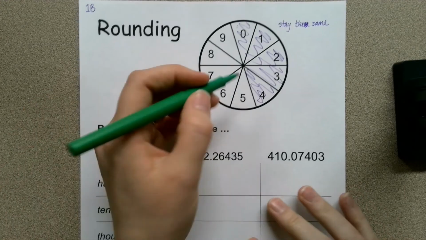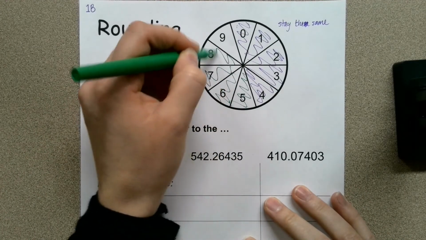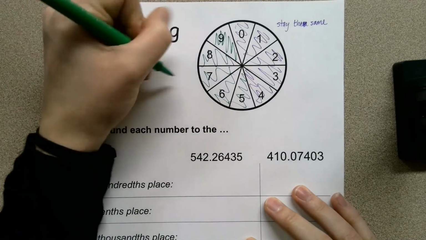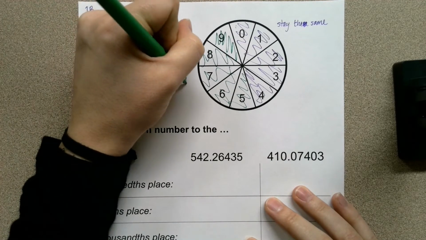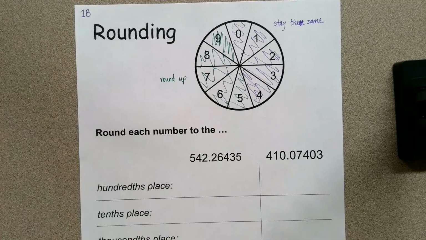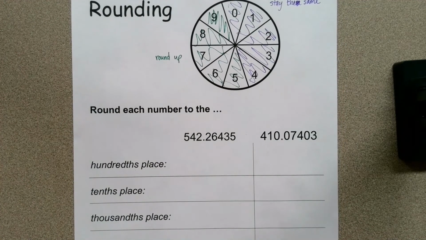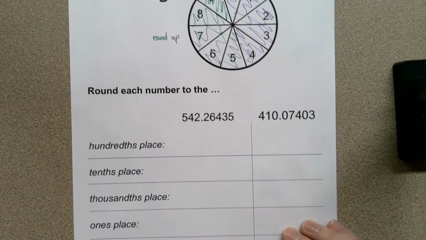But if the numbers 5, 6, 7, 8, or 9 follow the place value we're looking at, those digits will round up one place value, and then the rest will drop off. So let's practice this a little bit. You'll see two different numbers here, and we're rounding them to different place values all the way down.